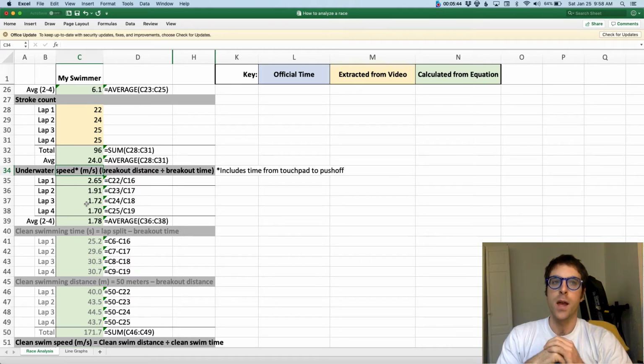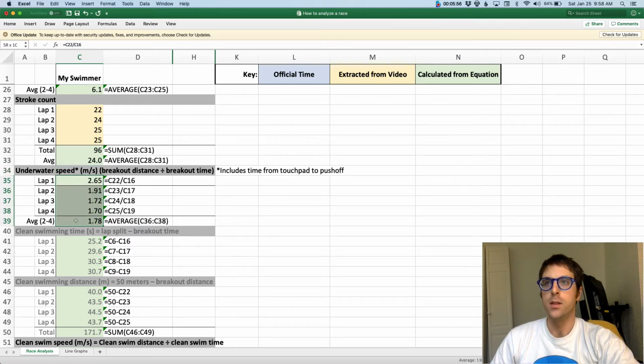Usually the touchpad to push-off is half a second to a second. But so the underwater speeds that I'm showing here are including that touchpad to push-off time, so she's probably a little bit faster than what these times are actually showing.